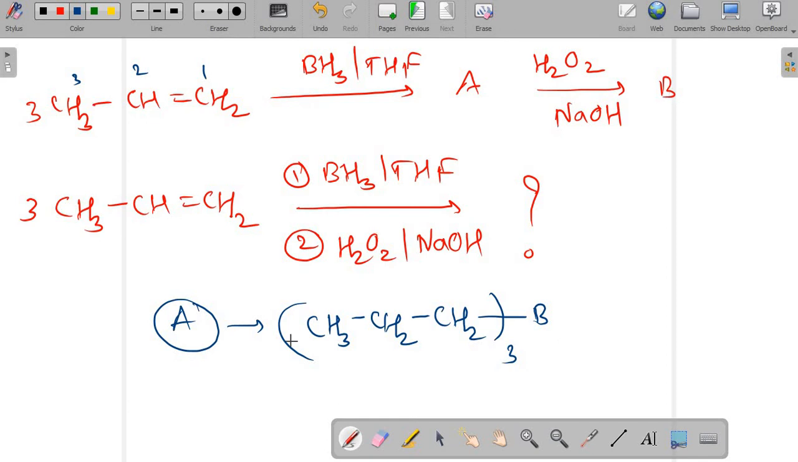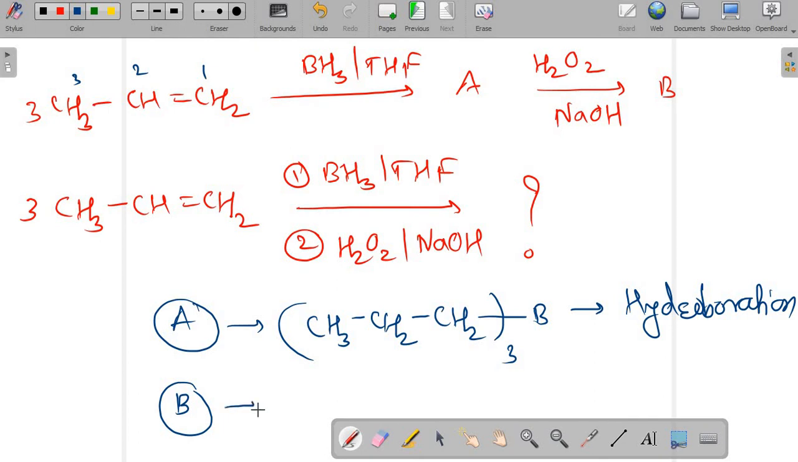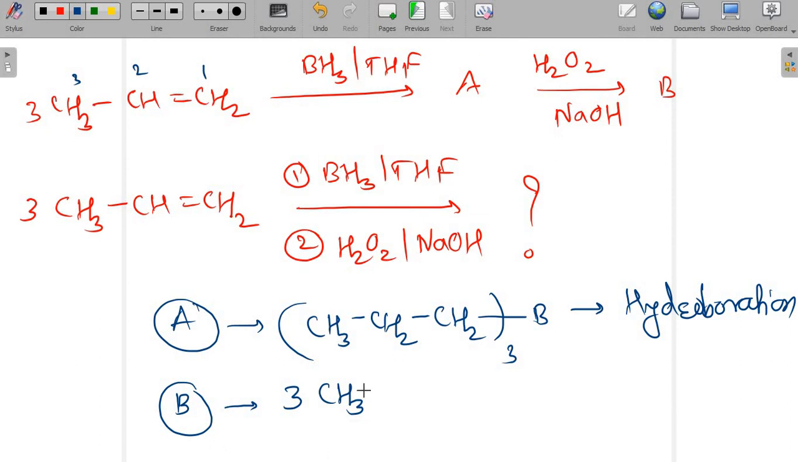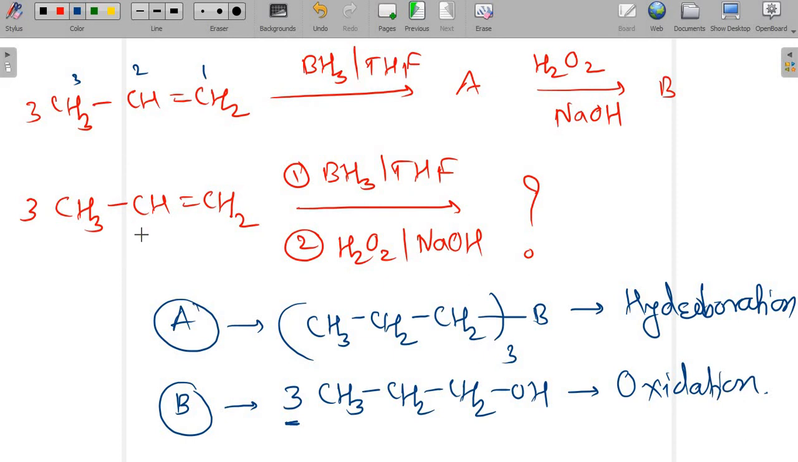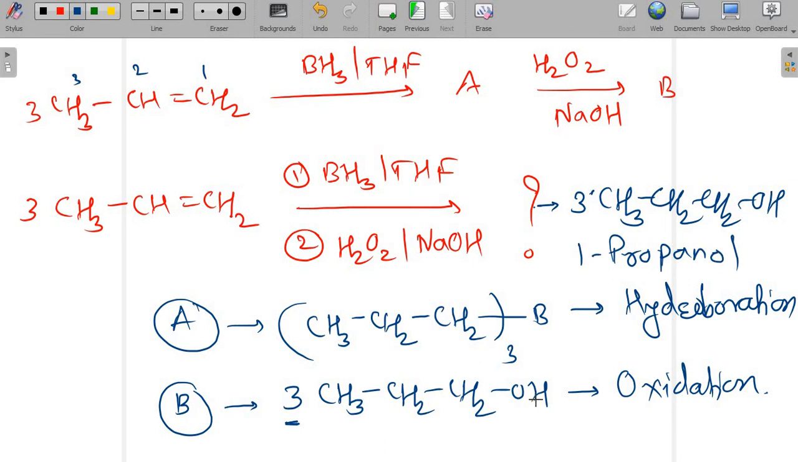So what is B product? This step is nothing but the hydroboration. And the second step, that is B product, the reaction of H2O2 at basic condition, produces the product B, that is alcohol. The final product of this reaction is alcohol, CH3CH2CH2OH. These are the 3 molecules. So this step is nothing but the oxidation step. Or you can write overall product of this reaction here at the question mark: 3 molecules of CH3CH2CH2OH. That is 1-propanol. Understand?